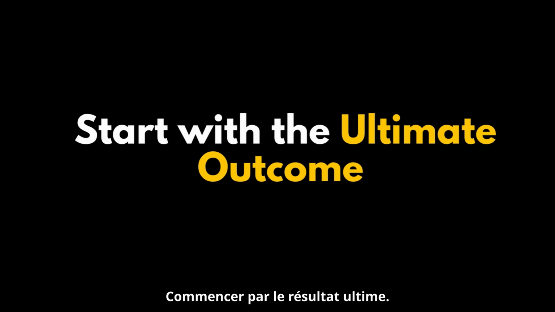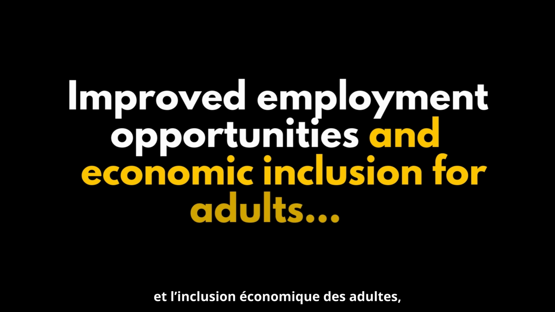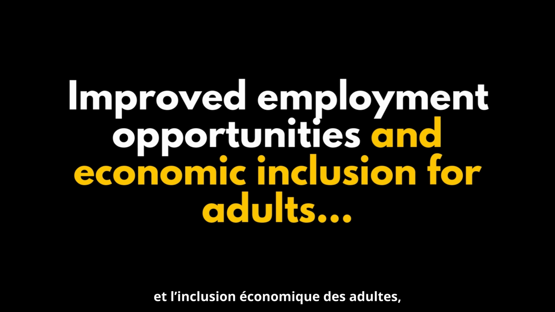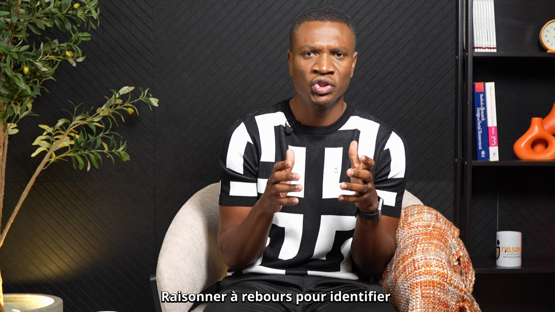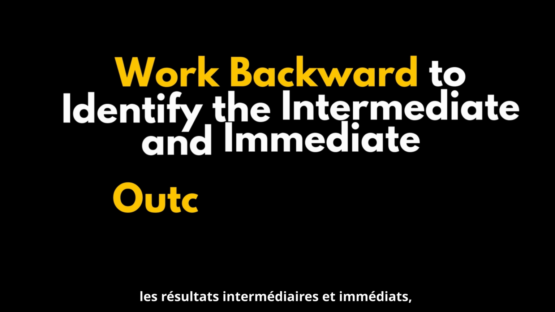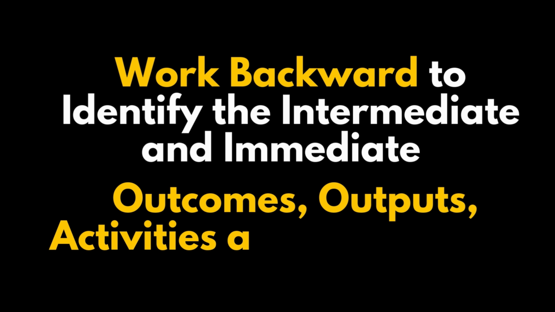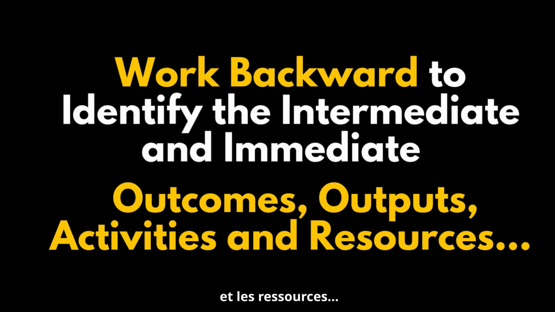The first step, we need to start with the ultimate outcome. So based on the problem we just described, the ultimate outcome or the long-term impact of this project would be improved employment opportunities and economic inclusion for adults, especially those facing digital literacy barriers. Now, we have to work backward to identify the intermediate and immediate outcomes, outputs, activities, and resources.